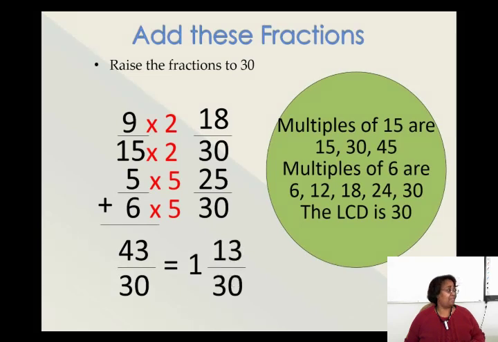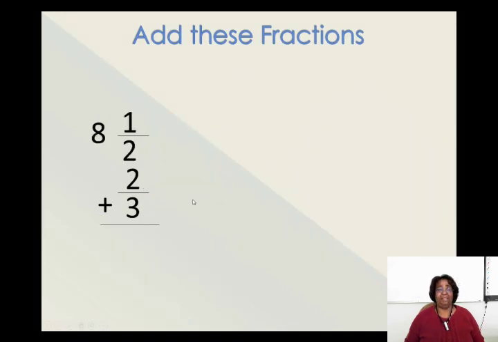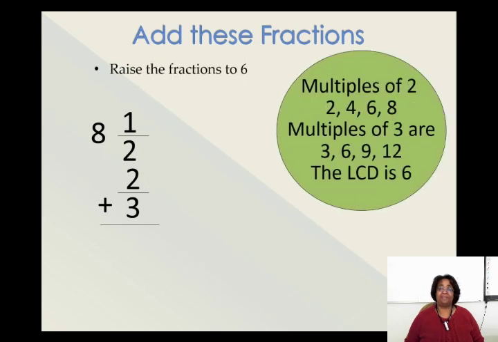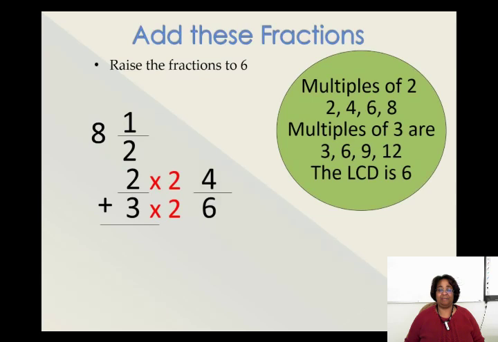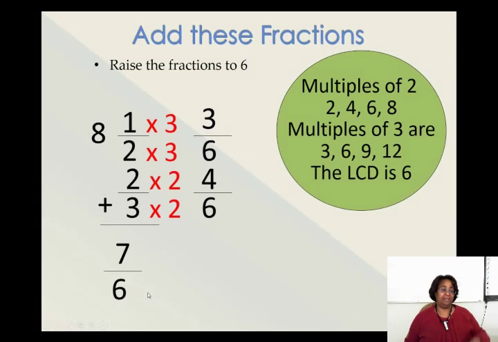Any questions about that problem? Okay, good. Here, I'm going to raise my fraction to what? What's the LCD for 2 and 3? 6. So I'm going to raise these fractions to 6. I get 4 over 6 on the bottom, I get 3 over 6 on top. This gives me 7 over 6, which is improper, and I'm going to have to simplify.